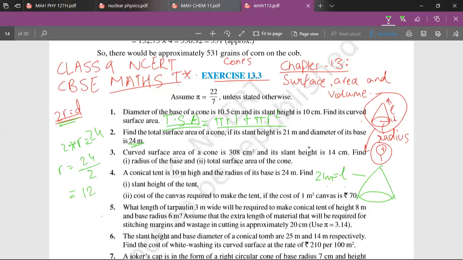Without the units, the value is completely meaningless and you'll get a big zero. In this question, it's not centimeter, it's meter. So always look for the common unit in the question, and it's meter in this case. So the radius is 12 meters. And the final statement is asking us to find the total surface area of the cone. Okay, so we'll try to solve this question.